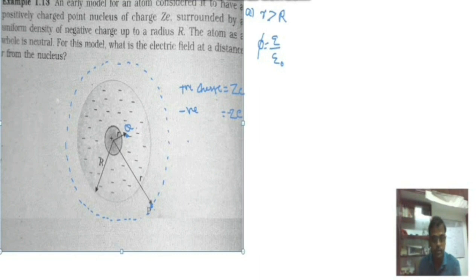The total charge Q is equal to plus Ze plus minus Ze. That is, total charge is equal to 0. Now you consider the point P. What is the total charge enclosed? If you consider this a Gaussian surface, the total charge inside is nothing, 0. So what is the flux equal to? Flux phi is equal to 0. So this is the first question, which asks for electric field intensity.